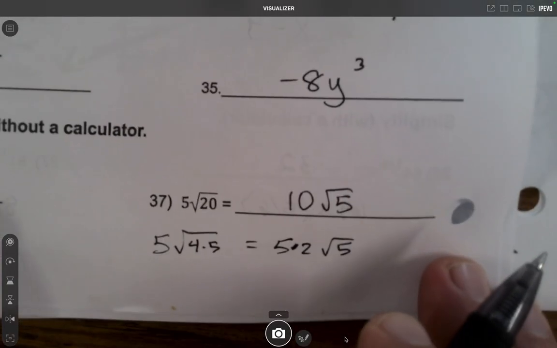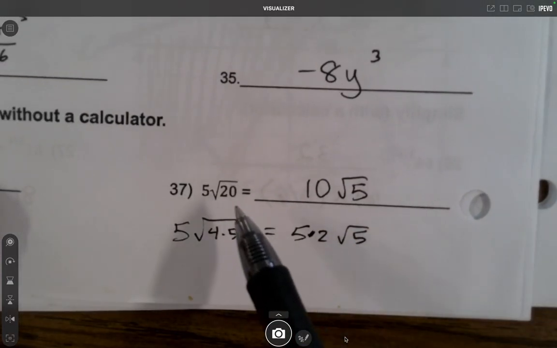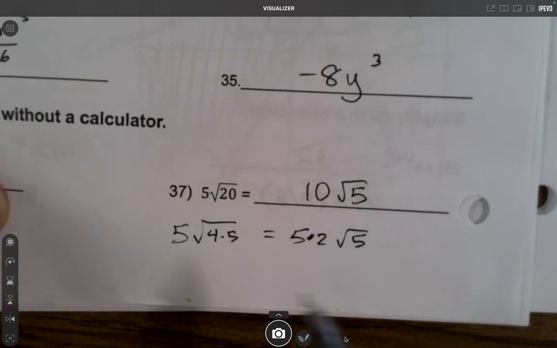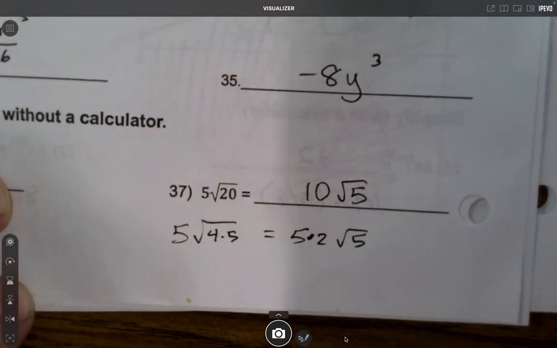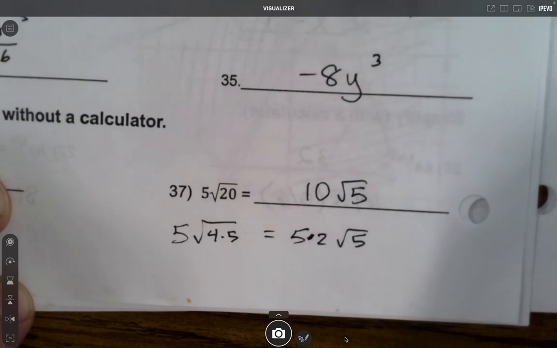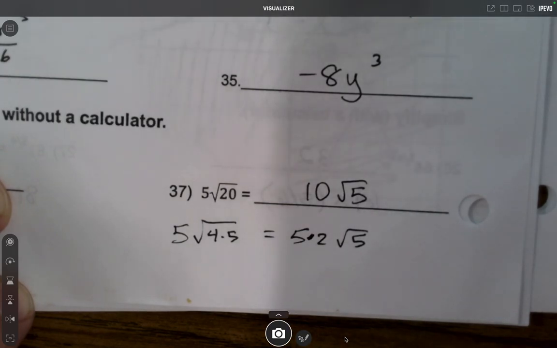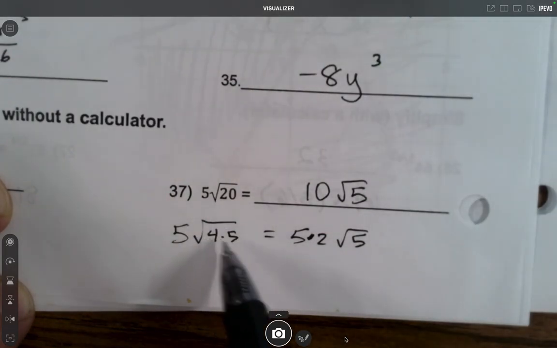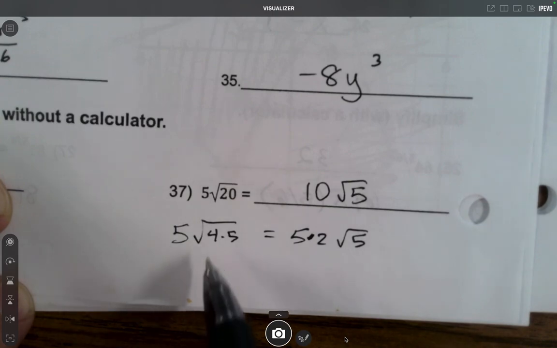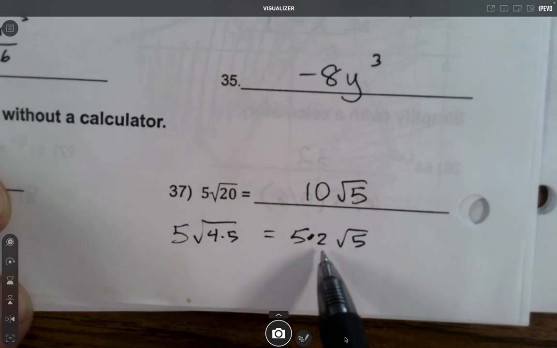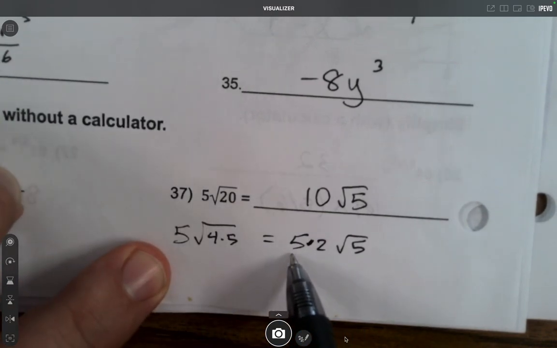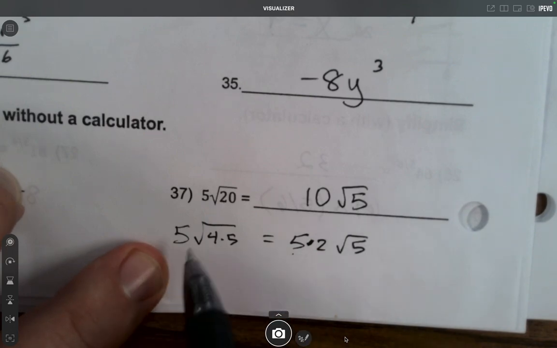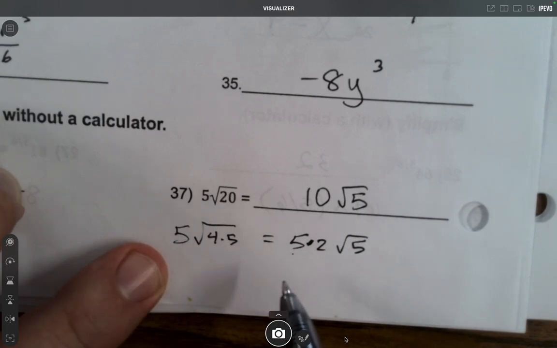On 37, same idea, only we're looking at 20 this time. We've got to think, what number goes into 20 that we can take the square root of? Well, not 20, not 10, not 5. 4. We can take the square root of 4. So we'll rewrite 20 as 4 times 5. We'll take the square root of 4, which is 2, and this 5 just stays for now. It doesn't change. We're multiplying all these things together.